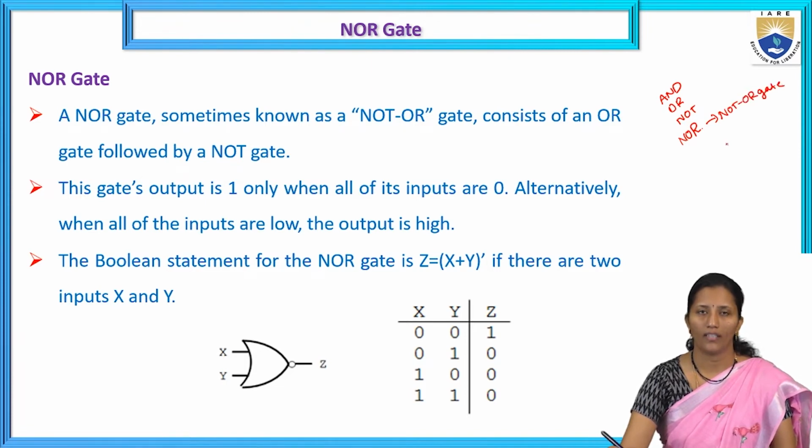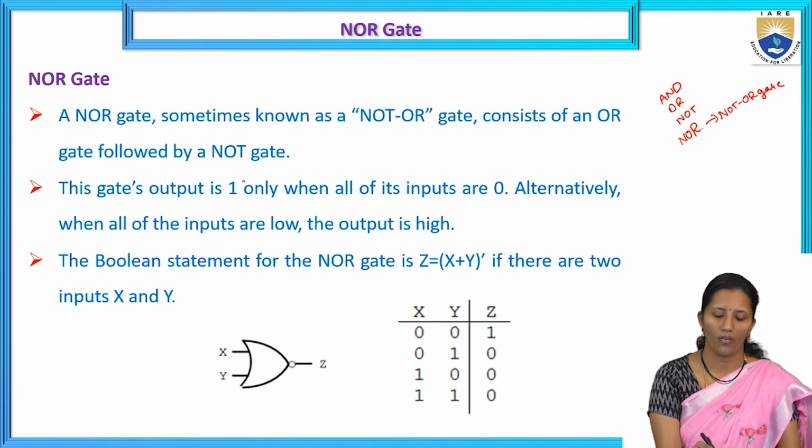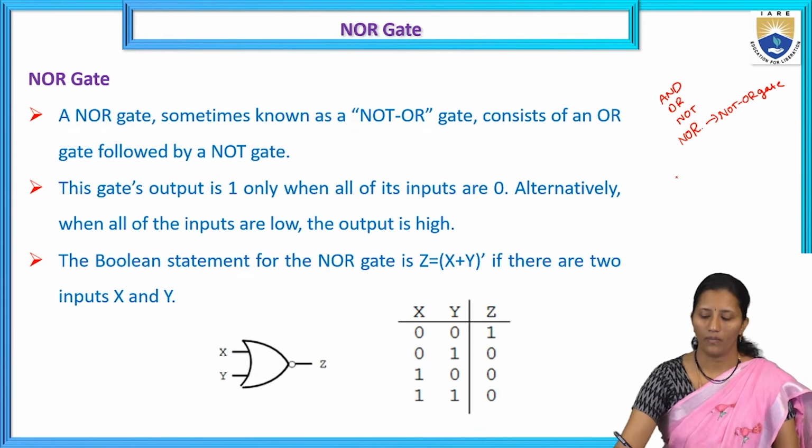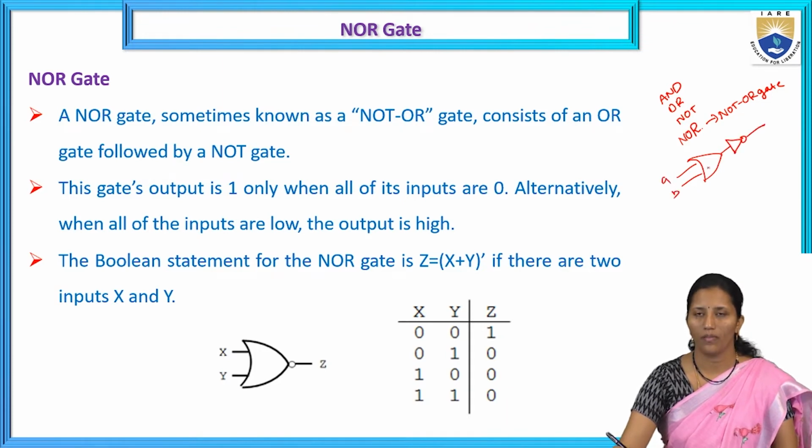NOR gate. That is nothing but the inverse of the OR gate. So it consists of an OR gate followed by a NOT gate. Whatever the logic we have for the OR gate, that should be inverted at the output. Suppose it has A, B inputs and Y output. If we combine these two, we can draw it like this.